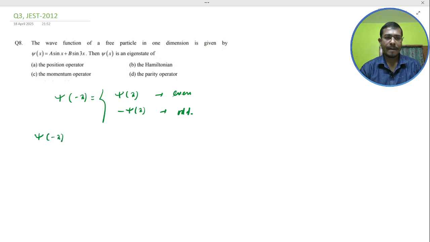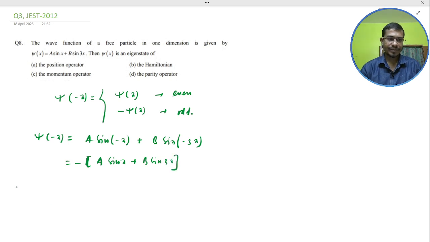So psi of minus x equal to a sin minus x plus b sin minus 3x. This is equal to minus of a sin x plus b sin 3x. So psi of minus x equal to minus of psi x. That means the negative parity. Negative parity means it should be the parity operator. Simple. Option D is correct, parity operator.